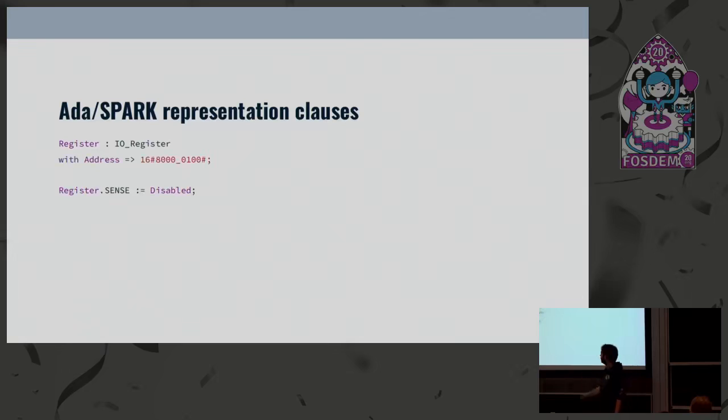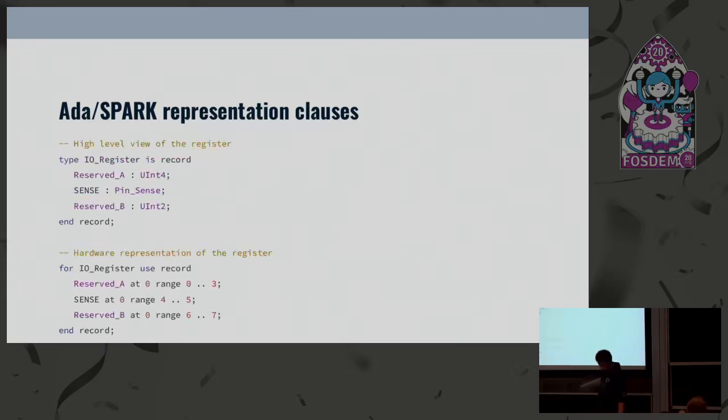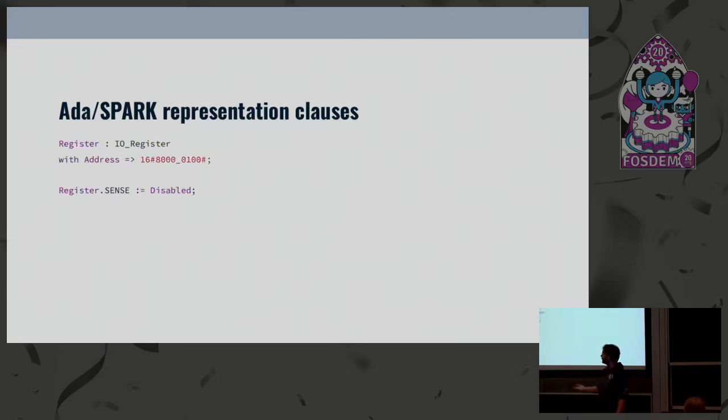And at the end, all I have to do is instantiate my type IO register with a variable register, and I can set its address like that. Afterward, if I want to disable or enable the sensor, all I have to do is call register.thing, and then the value that you want to put in there.